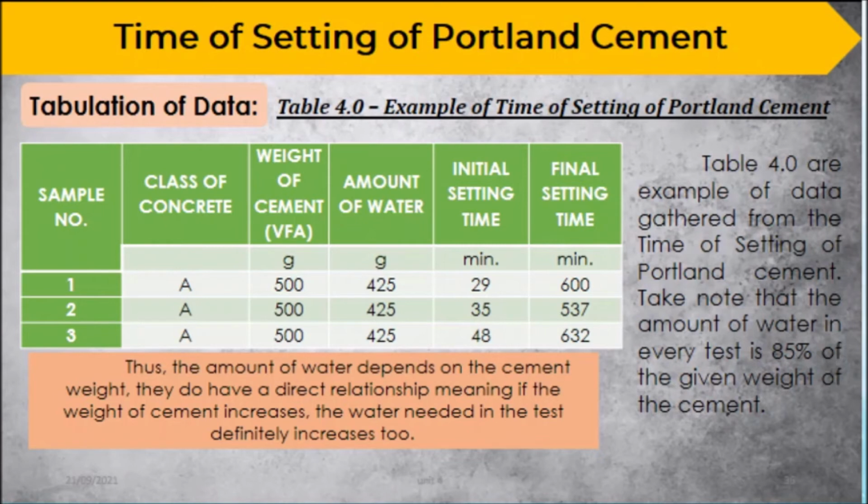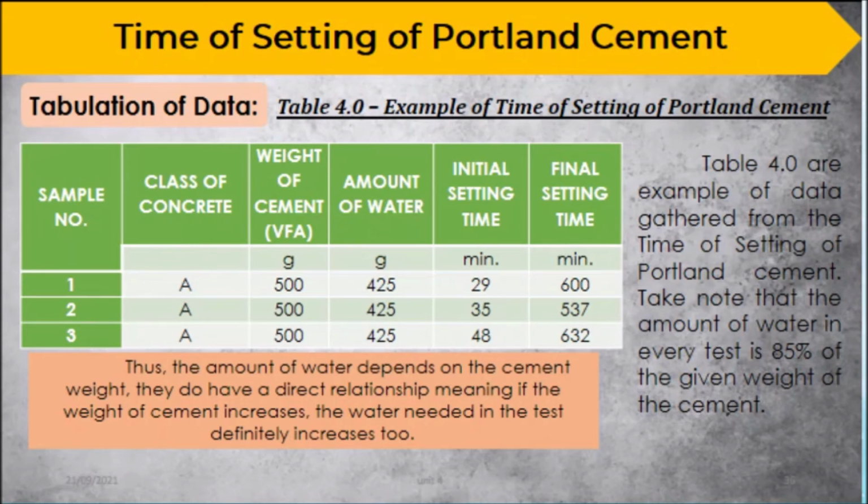So, for initial setting time, 29 minutes. Final setting time naman niya is 600. So, yung isa naman na sample natin, 35. Final setting naman niya is 537 minutes. And then, for sample number 3, 48. Yung final setting time naman niya is 632. So, in Table 4.0, these are examples of data gathered from the time of setting of Portland cement.